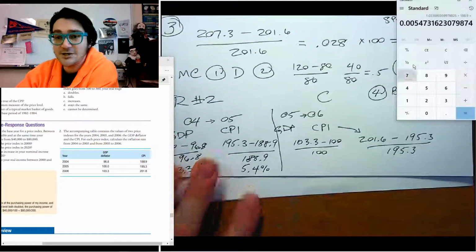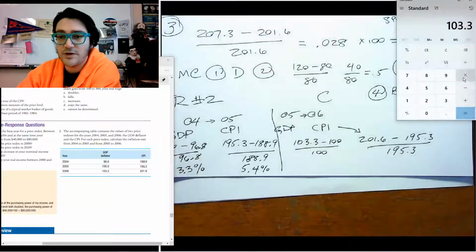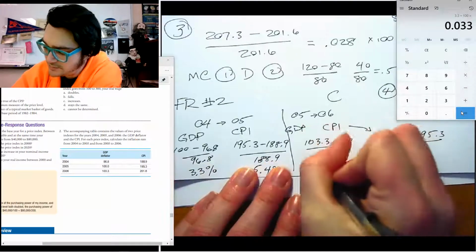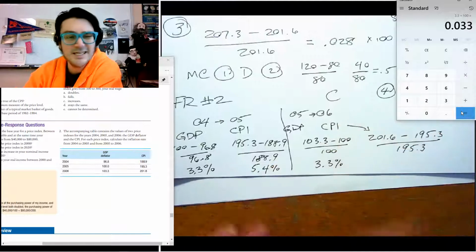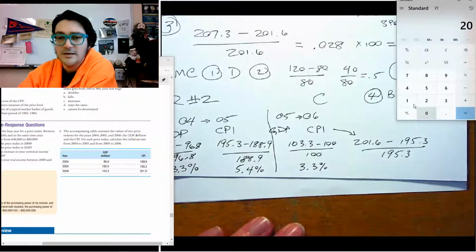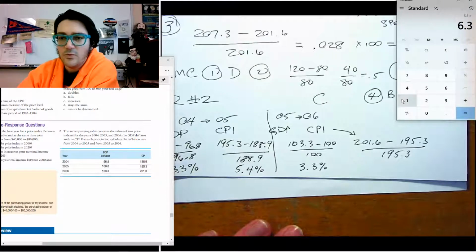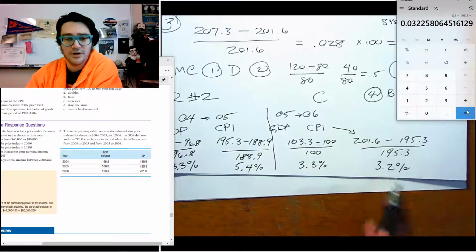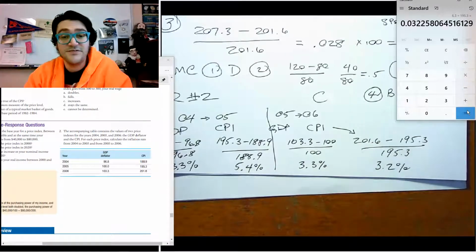Let's take a look and see the next year what happened then. 103.3 minus 100. Well, that was easy, sorry. Divided by 100. Well, this is 3.3%. And it stayed basically the same, and that's not unusual. CPI and GDP deflators don't usually move around a whole lot. There's some, but not a lot. Then 201 minus 195.3 over 195.3 equals 3.2%. And so you can see in the following year, the consumer prices didn't rise nearly as fast.